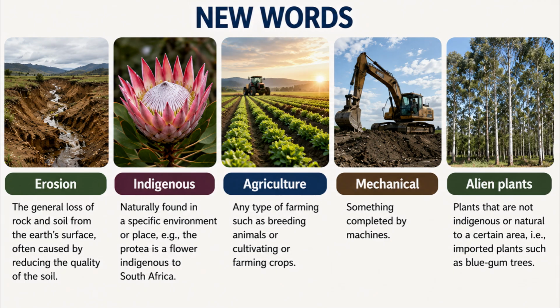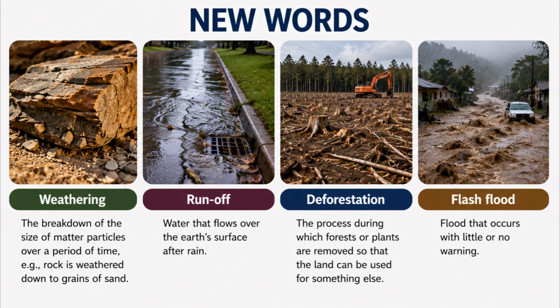Alien plants. Plants that are not indigenous or natural to a certain area, for example, imported plants such as bluegum trees. Weathering. The breakdown of the size of matter particles over a period of time, e.g., rock is weathered down to grains of sand. Runoff. Water that flows over the Earth's surface after rain. Deforestation. The process during which forests or plants are removed so that the land can be used for something else. Flash flood. Flood that occurs with little or no warning.